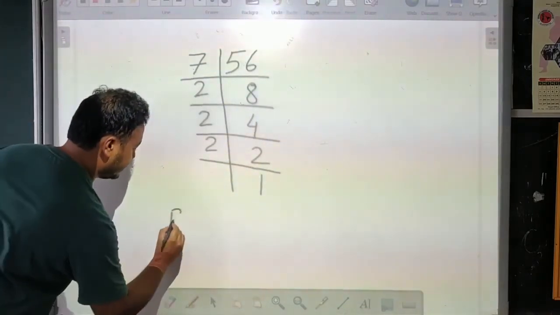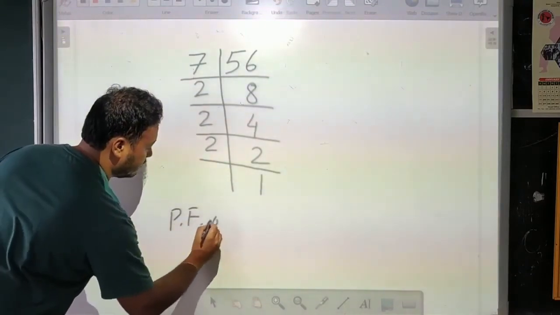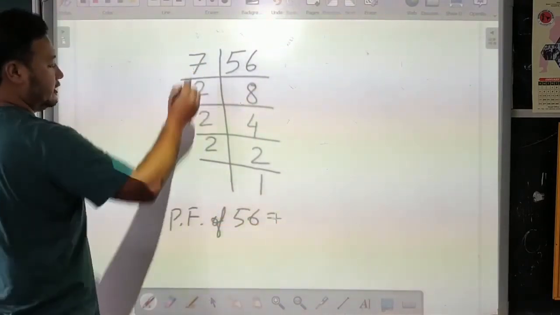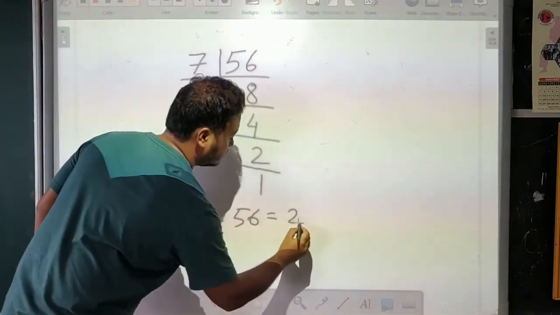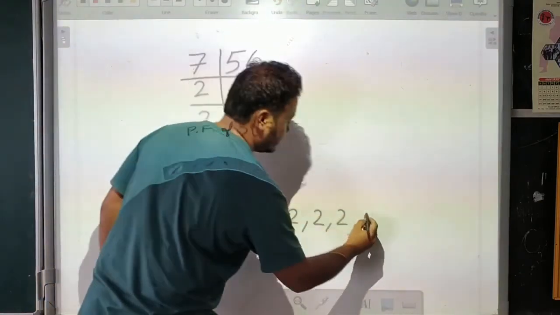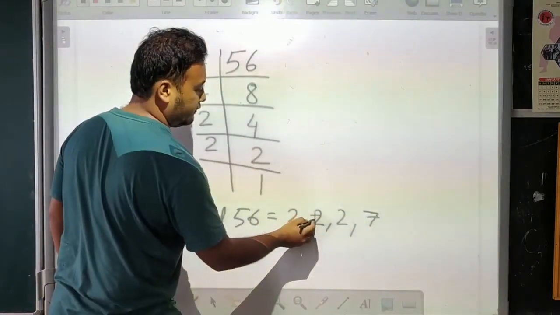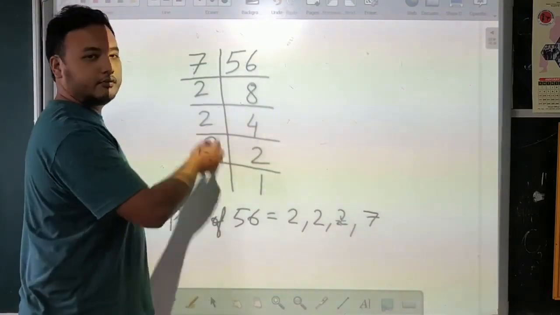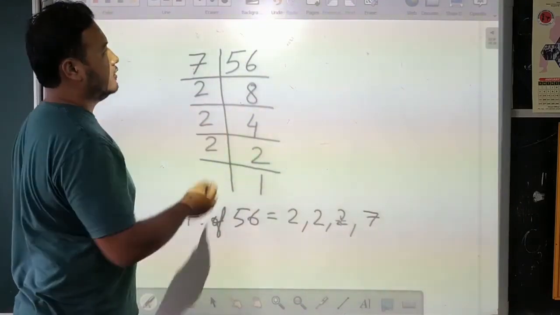So the prime factorization of 56 is equal to, write all these numbers in ascending order. So 2, 2, 2 and then 7. So 2 2s are 4, 4 2s are 8, 8 7s are 56. So this is how you can do the prime factorization using long division.